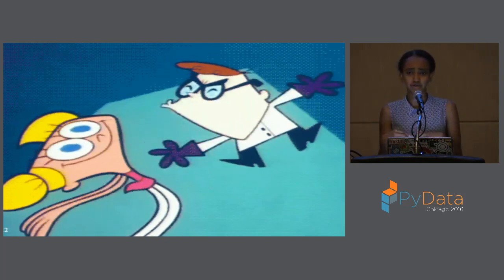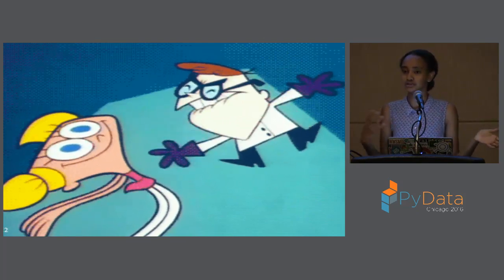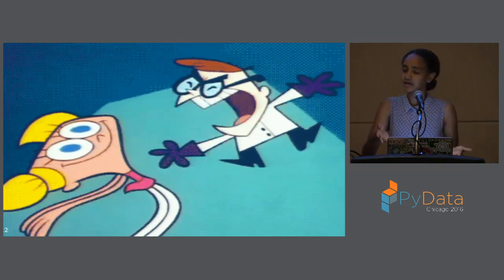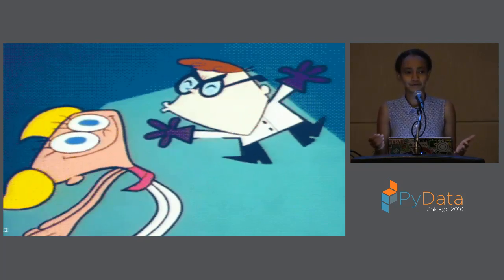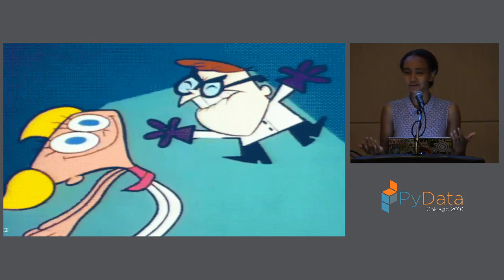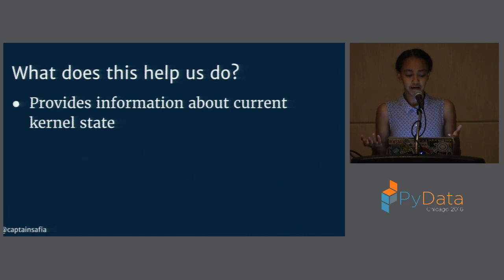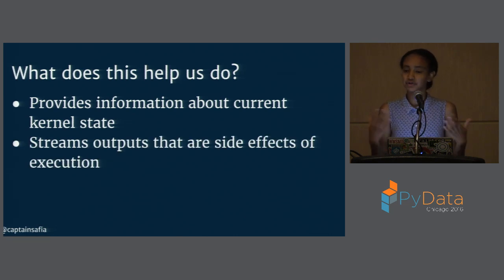So for example, if you've ever had to render like a matplotlib graph or any kind of image when you're using the Jupyter Notebook, the I/O publication socket's helping you out with that. So give it a thank you next time. Not that it has feelings, it's not a human, so maybe don't. So what else does it help us do? Well, it helps us keep track of the current kernel state, which is good to know. You want to know that your kernel is alive and well. It streams outputs that are consequences of execution, like plots or renders.